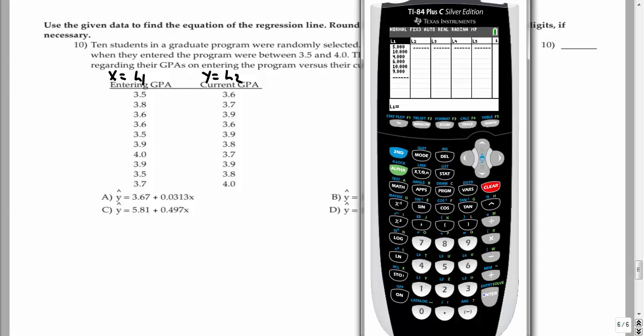Of course we need to make sure that we match those up. So I have 3.5, 3.8, 3.6, 3.6, 3.5. Make sure you don't make any mistakes entering your data. 3.5, 3.9, 4.0, 3.9, 3.5, and 3.7.